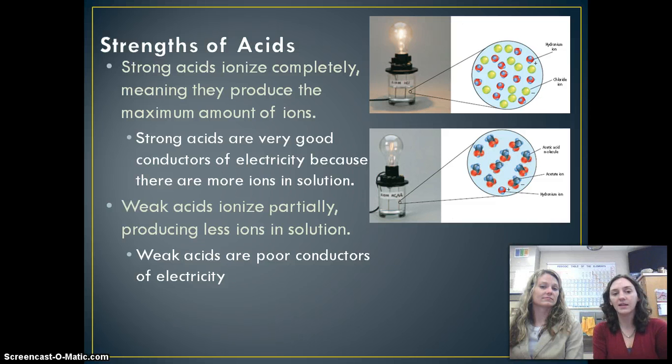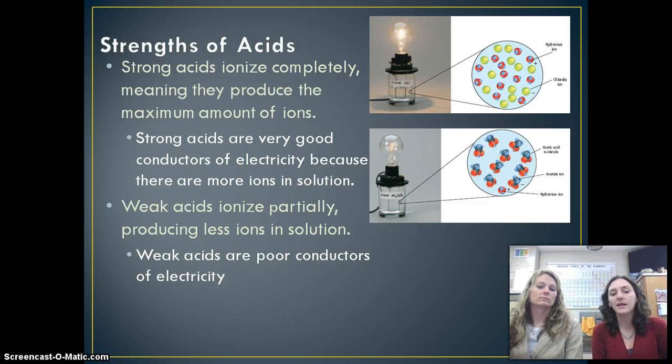If you look at the top picture, it's like if you were to take a microscope and see the hydronium ions and the chloride ions, you'd see that they are separated completely. That means they are good conductors of electricity. So look at the light bulb, it is very bright compared to the one on the bottom. Strong acids are very good conductors of electricity because there are more ions in solution than if you had a weak acid.